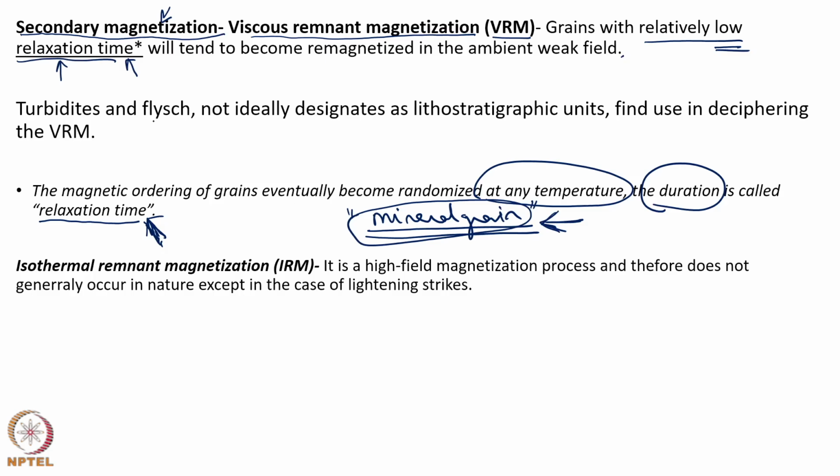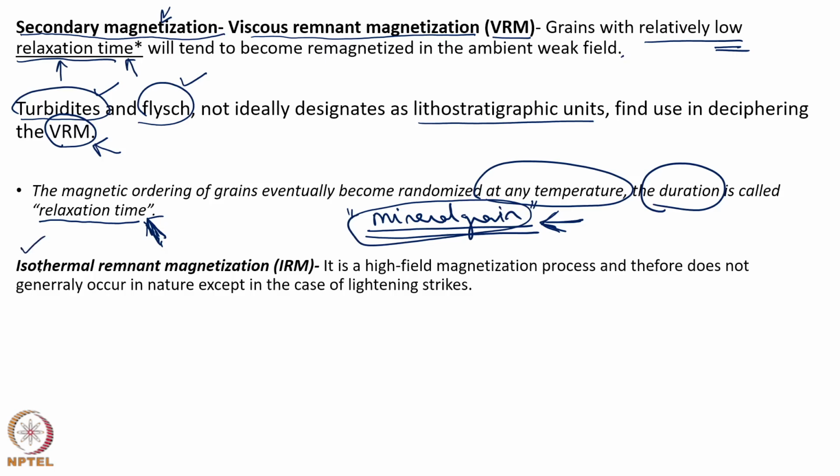Interestingly, while we do not recognize turbidites and fleche formally as lithostratigraphic units, this VRM can be established for the turbidites and fleche. So, what is not formal in lithostratigraphy might find direct use in magnetic stratigraphy.